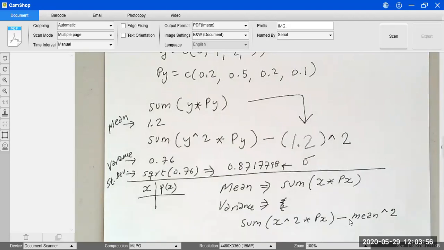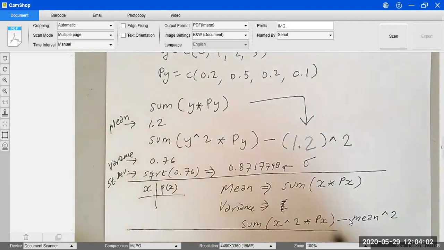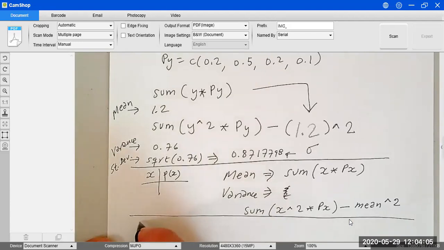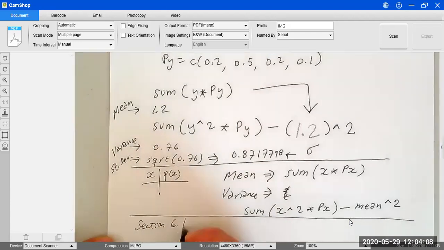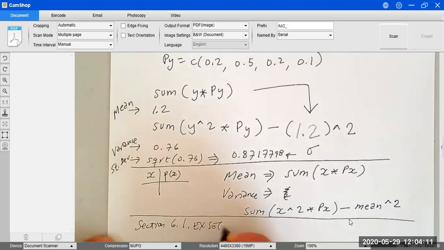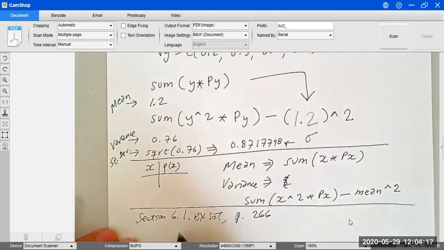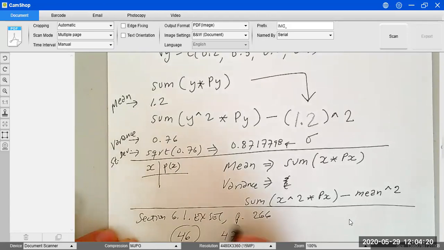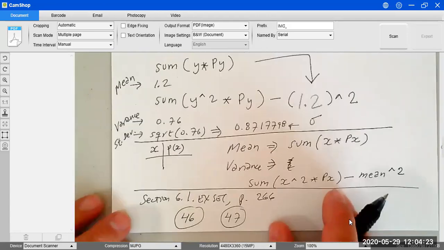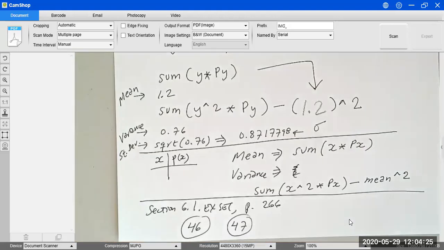I'm just going to assign you a couple of problems to solve, and that is going to be all for this section. We're going to go again to section 6.1, exercise set on page 266, and you're going to solve two problems, 46 and 47. Let me show you the corresponding problems. Perfect, you have two problems to work on.